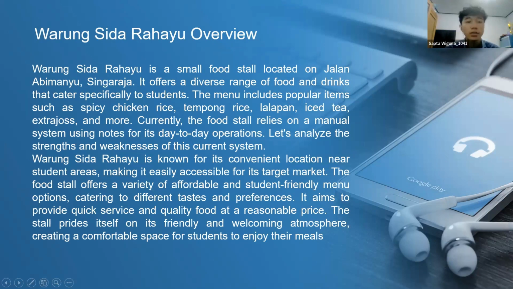So the Warung Sida Rahayu is a small food stall located on Jalan Abimanyu Singaraja. It offers a diverse range of food and drinks that cater specifically to students. The menu includes popular items such as spicy chicken rice, tempong rice, lalapan, iced tea, extra juice, and more. Currently, the food stall relies on a manual system using notes for its day-to-day operations. So let's analyze the strength and weakness of this current system.